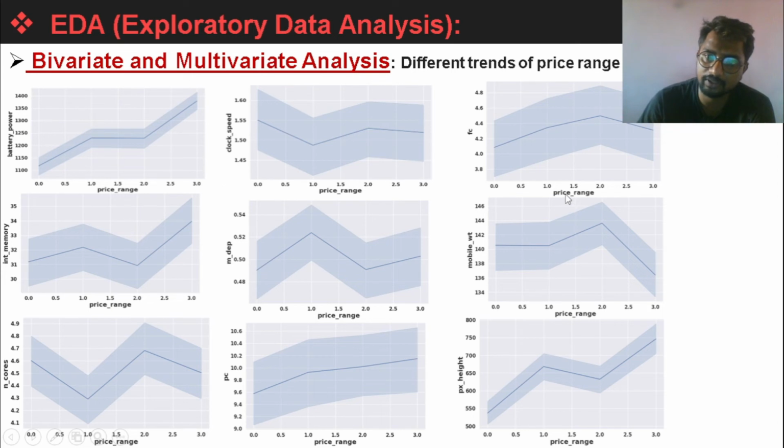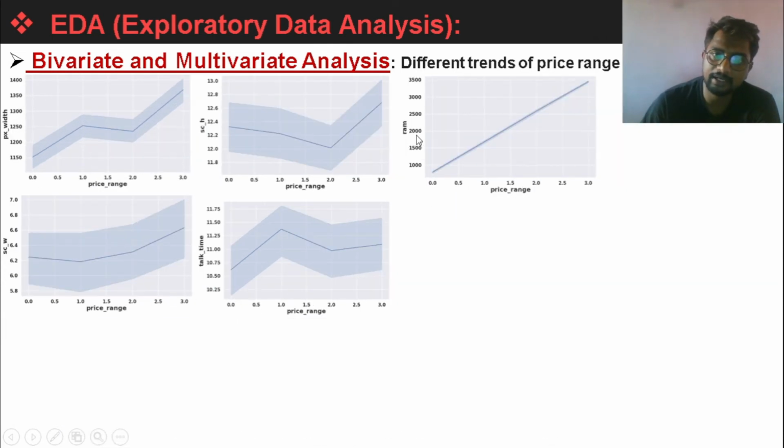Here we can see the front camera in category 2. The mobiles have good front cameras. Here we can see that as the price range is increasing, the internal memory is also increasing. For the high price range, internal memory is high. Same goes with the pixel height and pixel width.